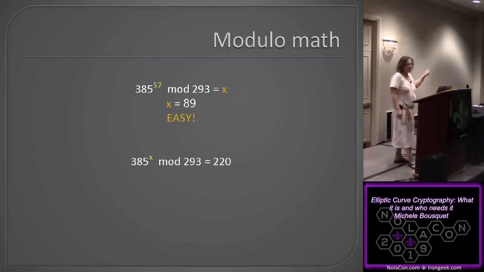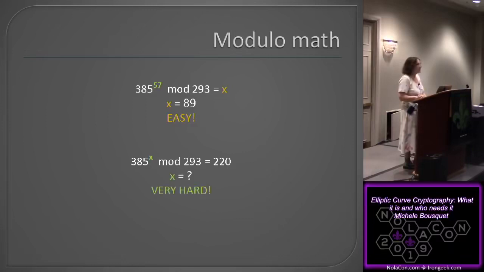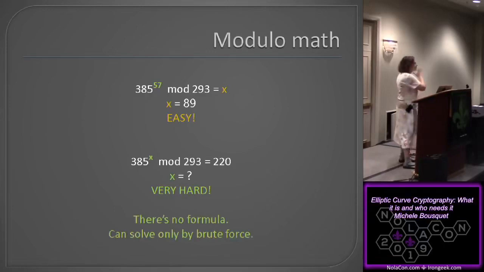You don't know what the power is. You want to go this way, and you know what the answer is at the other end. Well, how do you figure out what x is? Well, this is what Misters Diffie and Hellman figured out back in the 70s, is that there's no formula for this. The only way to get it is brute force. So this is one of the cornerstones of the original encryption formulas.